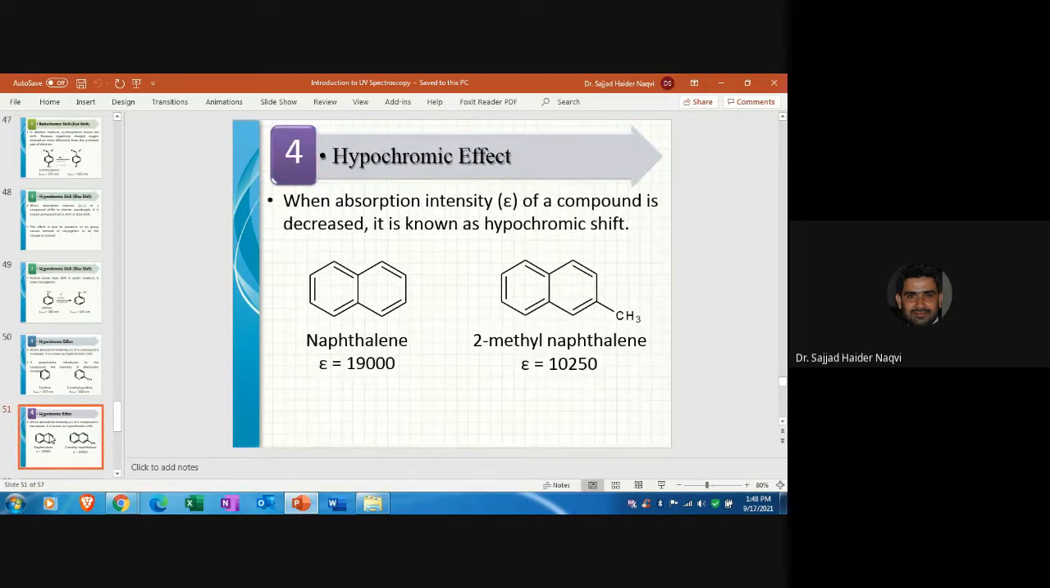So in hypochromic effect, when the absorption intensity of a compound is decreased, that is known as hypochromic shift. And the examples are here: naphthalene and 2-methyl naphthalene. There's the incorporation of a methyl group, and you can see that we have a sharp decrease of absorption intensity from 19,000 to 10,250. So that's what we call hypochromic shift or hypochromic effect. So we got four things here that we have discussed: bathochromic, hypsochromic, and then hyperchromic and hypochromic.